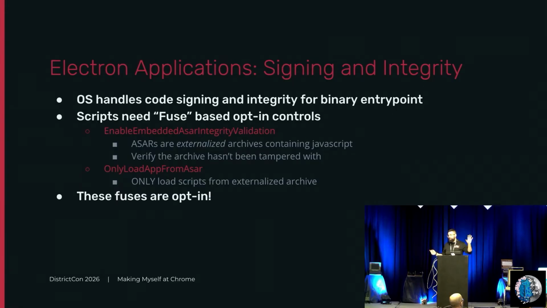Between that binary-level checking you get from the OS and the script-level checking you get from Electron, you should have pretty good protection against tampering with your application. But big asterisk here: by default, those fuses are not on. You as the developer have to decide, I want my scripts to be protected. So that's kind of interesting, right? If you don't turn those on, which is the default, you are essentially making a binary signed by you that effectively runs any JavaScript an attacker would like.